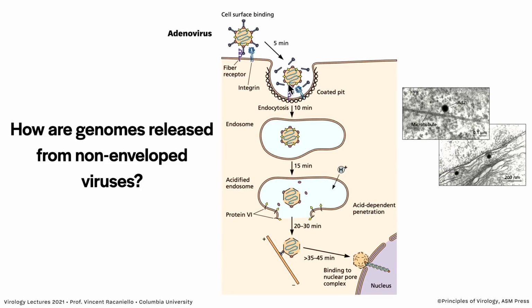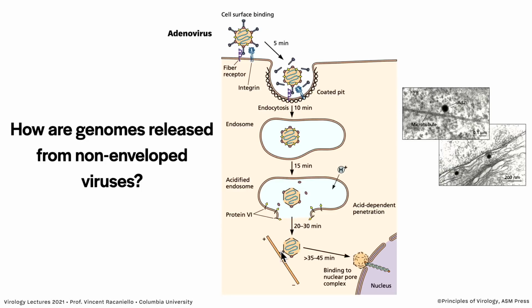As soon as it's endocytosed, the fibers fall off and the pH of the endosome drops. As the pH drops, it causes changes in the viral capsid and it begins to disassemble, basically. And a protein is released called protein 6, these little triangles here. They're normally hidden in the capsid, but on low pH, they're released. What they do is poke holes in the endosome membrane. So now this partially disassembled capsid gets out.